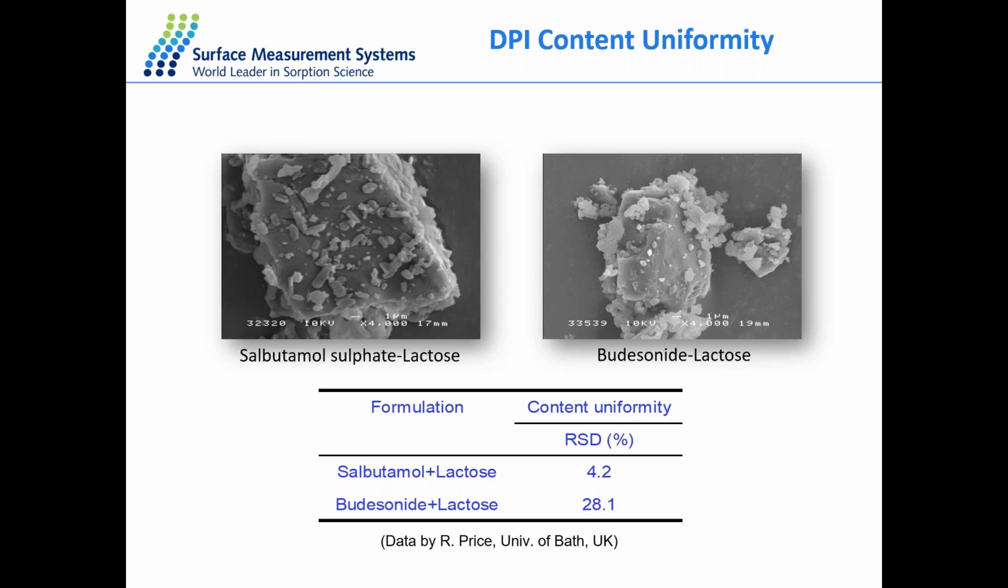We've also carried out some complementary SEM images, and what we can understand is the uniformity. We can see that the salbutamol and our lactose has quite a better uniformity than our budesonide and our lactose, reinforcing the fact that our salbutamol and lactose have a better blending performance.